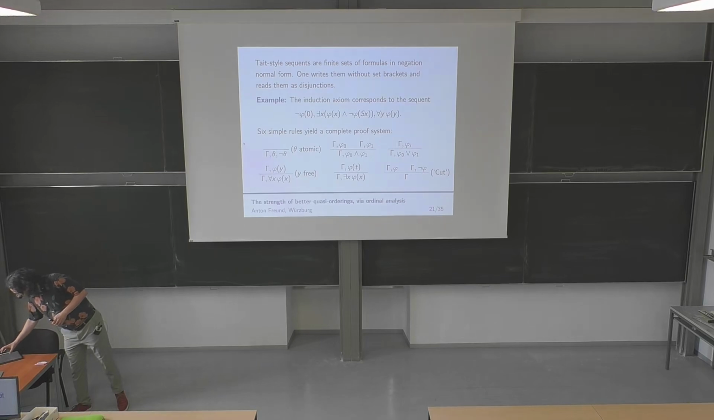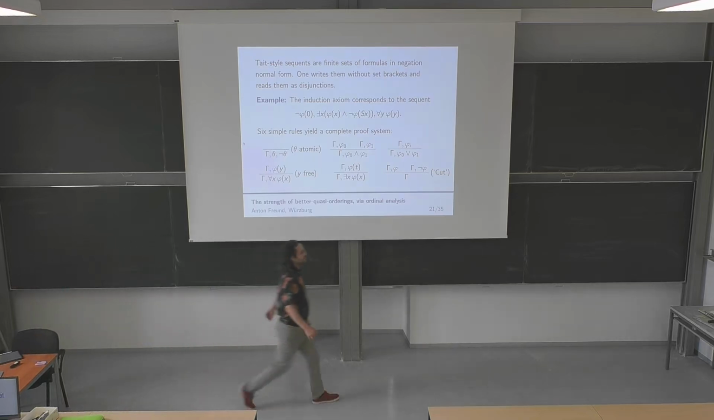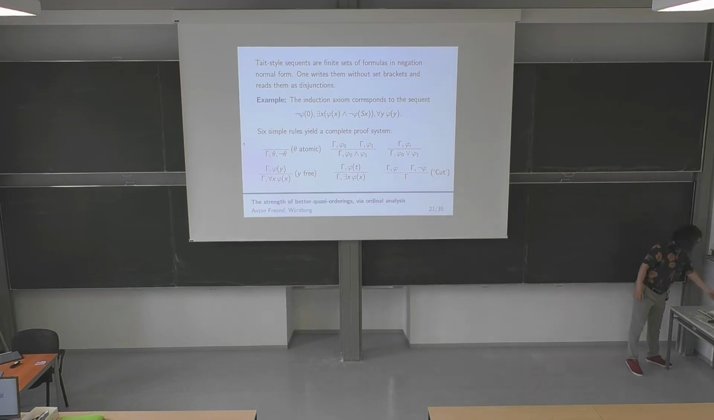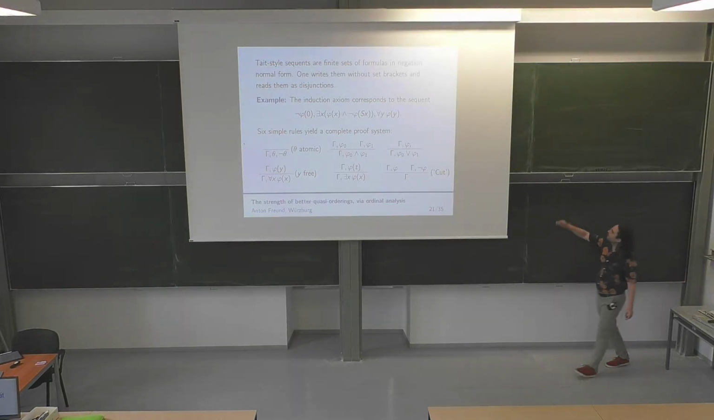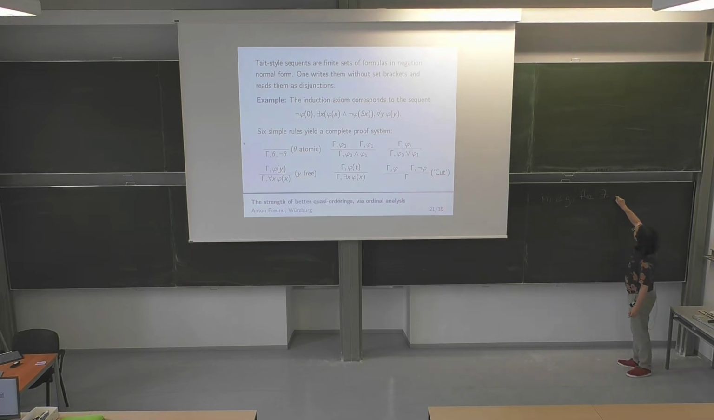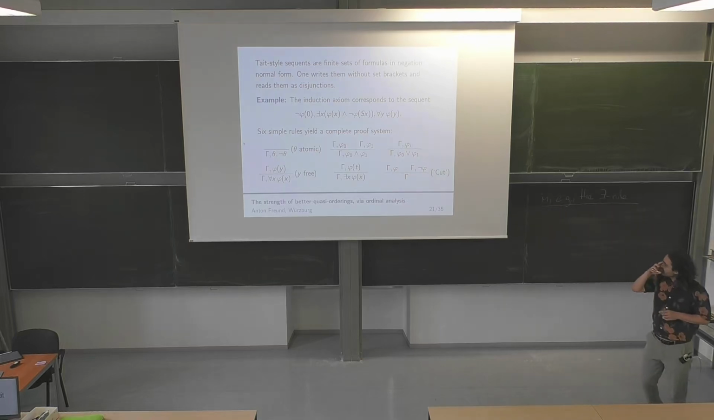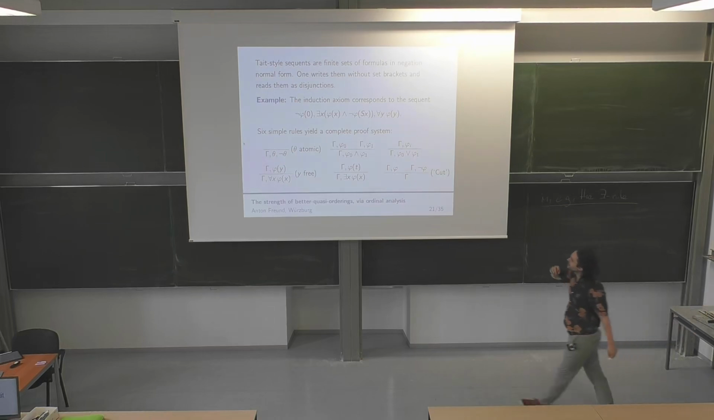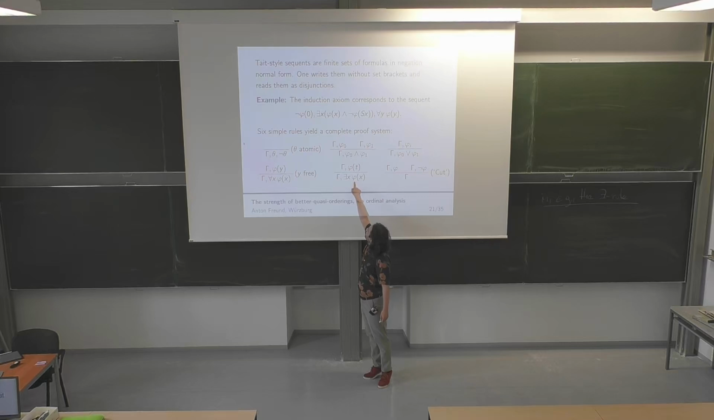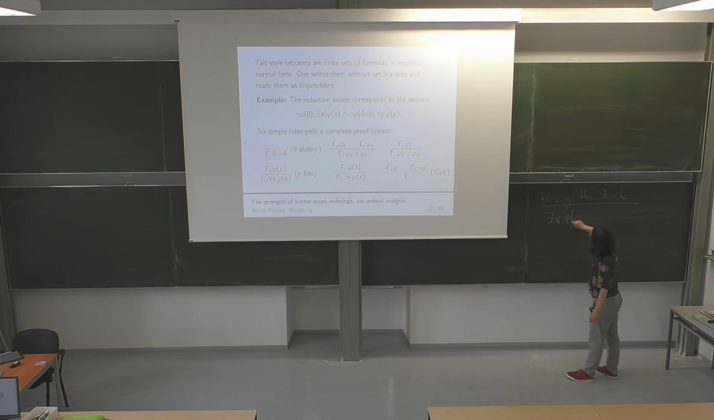Okay, so maybe one thing that I want to mention, because it will come up in a moment, is that if you're looking, for example, at the rule of existential introduction, then we should mention that this gamma can be any set of formulas. And in particular, it's allowed that this existential formula here also occurs in gamma. So it's allowed that this formula is in gamma.